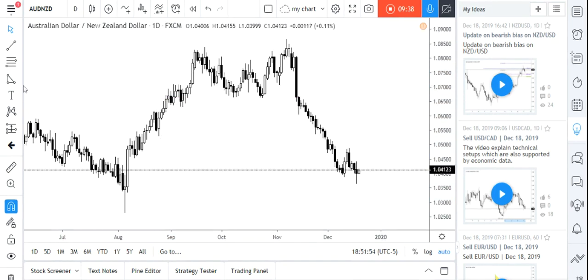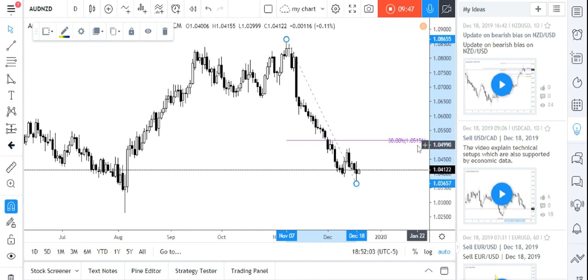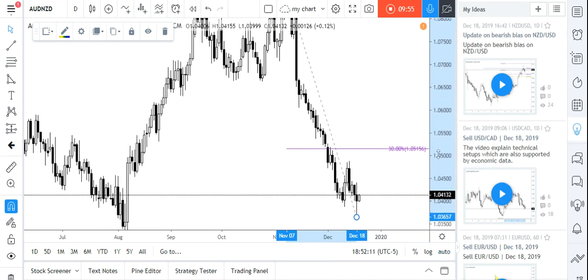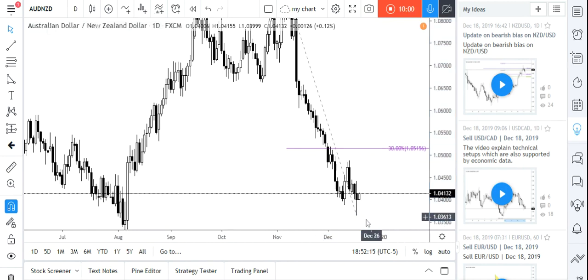So here we plot this Fibonacci from top to bottom, and then we calculate our target. The target will be 1.0515 and 6, 1.05156, and let me just vertically expand the chart for calculation of SL and TP. SL obviously will be below this point, below the spike created yesterday, and TP will be this one.